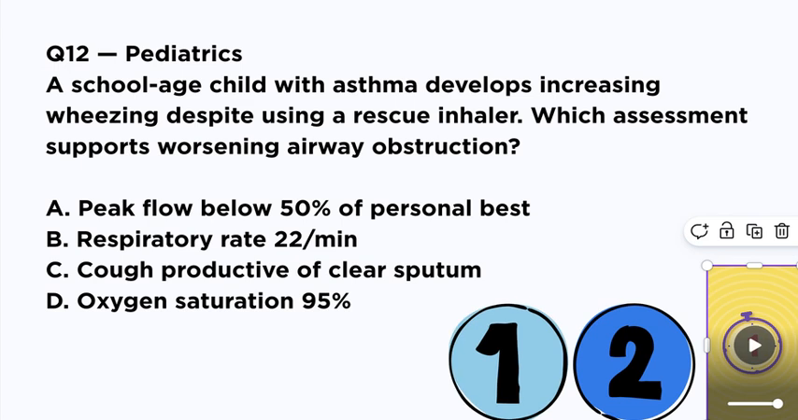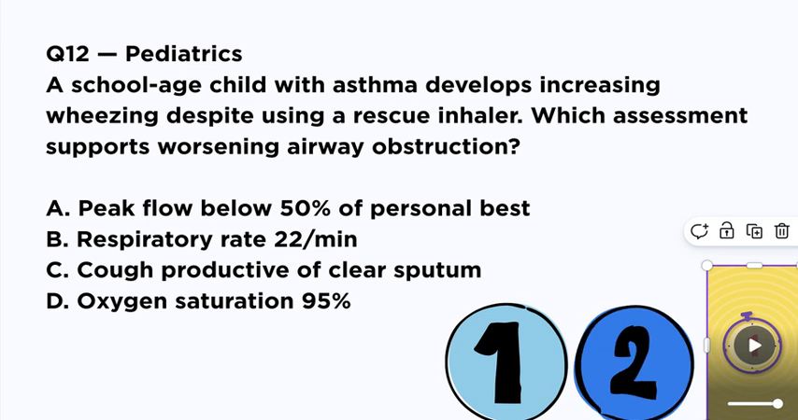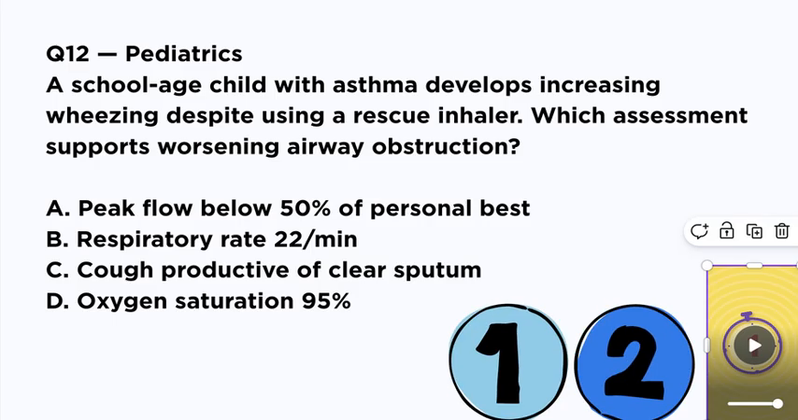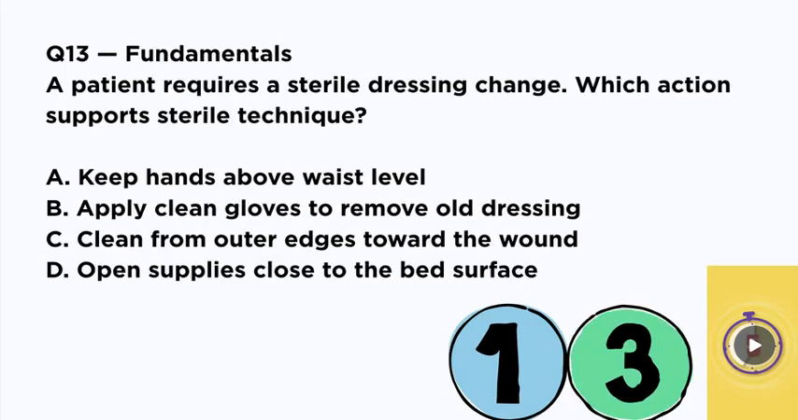Correct answer is letter A. Peak flow less than 50%, so that's always the case, signals severe obstruction and poor airflow. So let's go to question number 13, fundamentals of nursing.